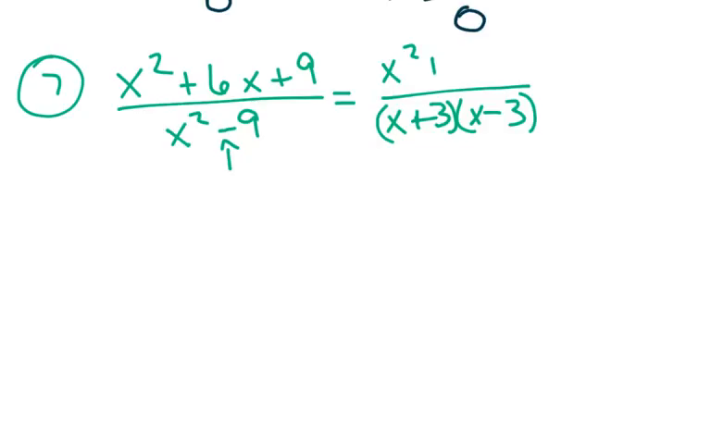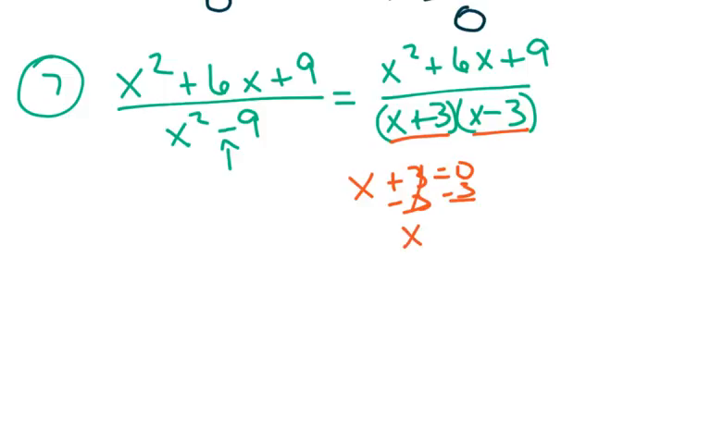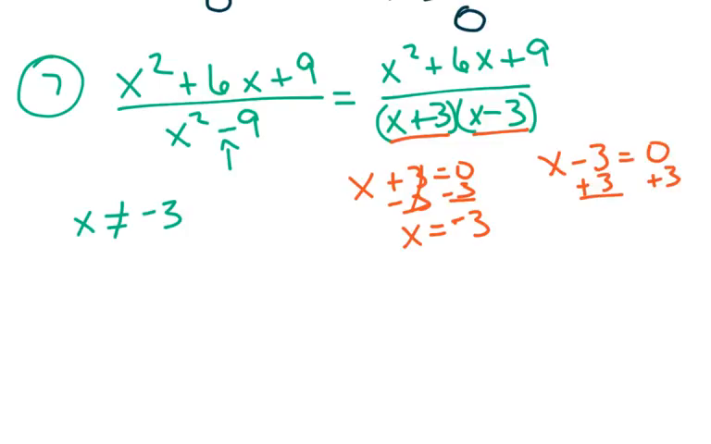We're going to go ahead and just bring the numerator over so it doesn't look like a half problem. All right, so I'm going to take this factor and set it equal to 0, and this factor. So x plus 3 equals 0. Subtract 3 from both sides. X equals -3. So x can't equal -3. And then x minus 3 equals 0. Add 3 to both sides. X equals +3. So x also cannot equal +3.